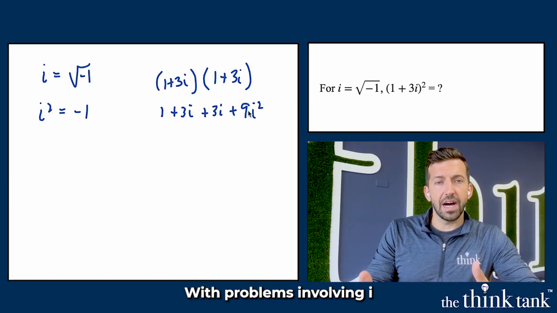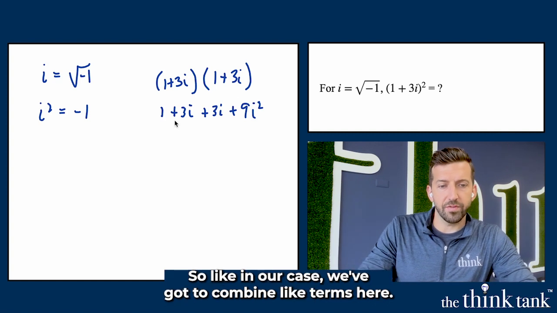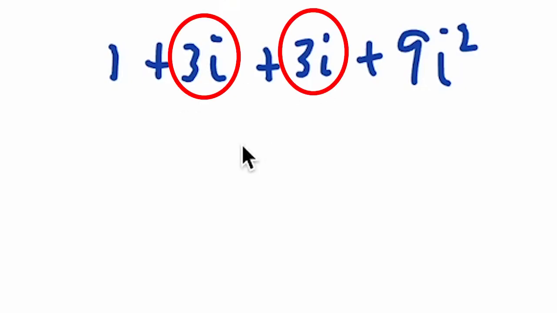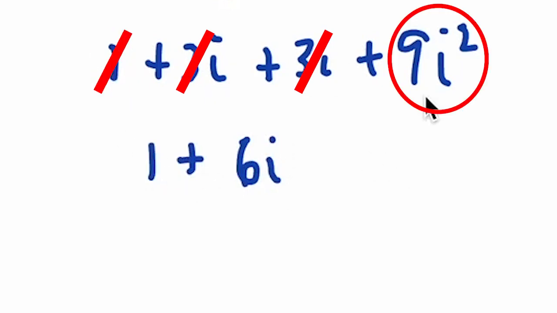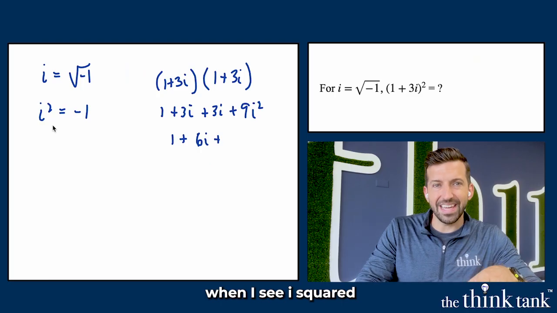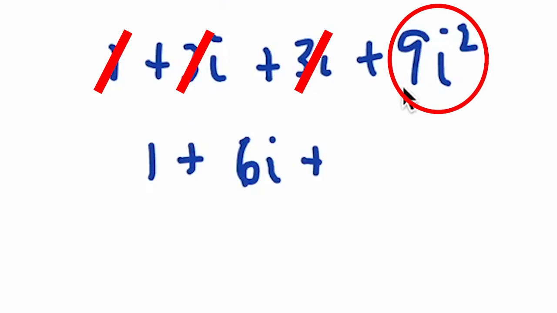With problems involving i, there's a lot of the normal algebra rules that you've been learning that apply. So like in our case, we've got to combine like terms here. 3i plus 3i is 6i for those middle two terms. I've still got this 1 over here, and then I've got this 9i squared. Now this is where we were saying before, when I see i squared, I know I can replace i squared by -1. So this 9i squared could really be thought of as 9 times -1.